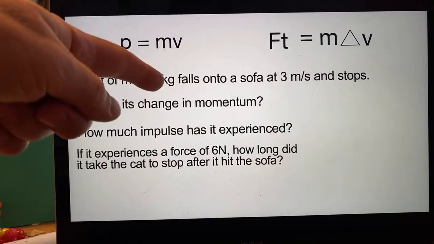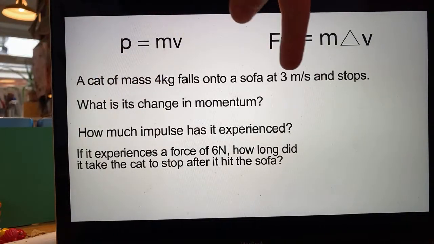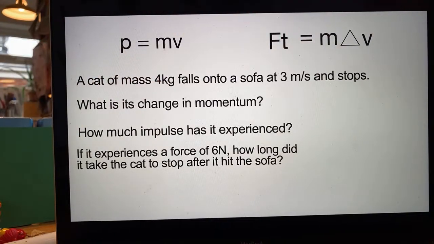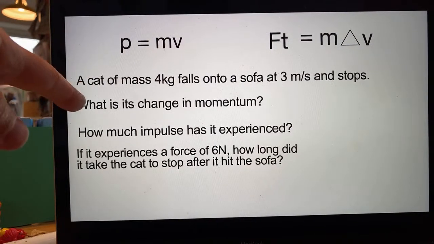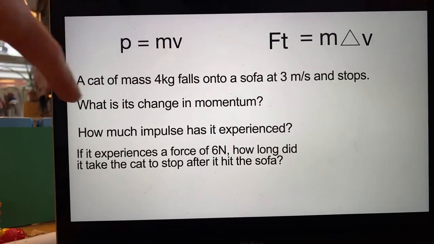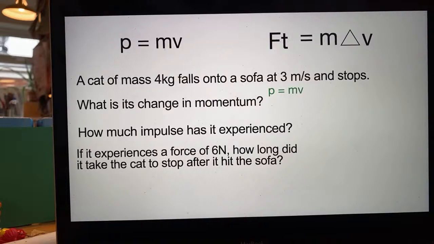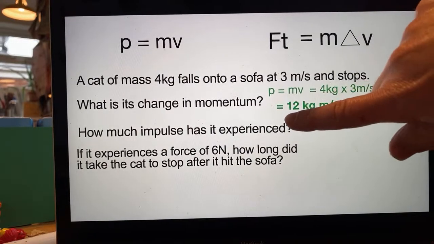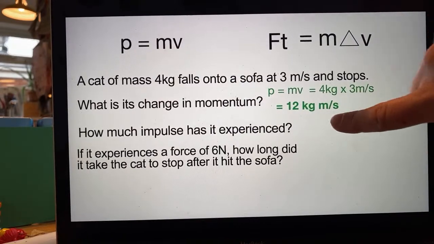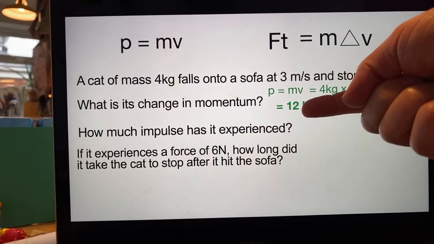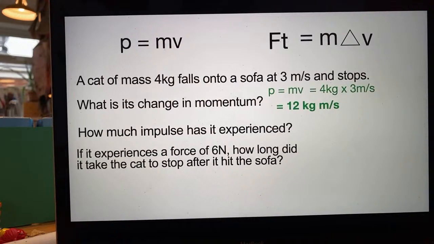Right, the cat's mass is 4 kilograms and it was travelling at 3 meters per second, and then it stopped. Its change in momentum is how its momentum has changed. So its momentum to start with before it stopped was little p equals mv. So you just plug the numbers in, right? Its mass times its velocity, which is 4 times 3, so you get 12 kilogram meters per second. If you did attempt this, give yourself a mark for 12 and give yourself a mark for kilogram meters per second, because 12 on its own isn't an answer, is it? It doesn't mean anything.